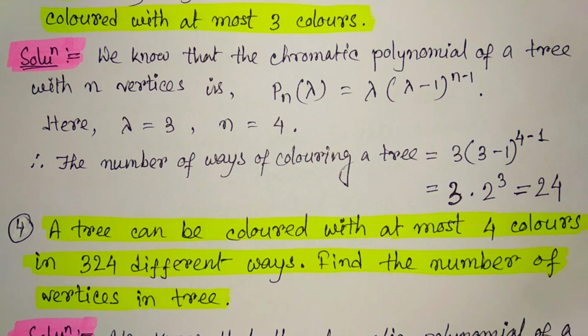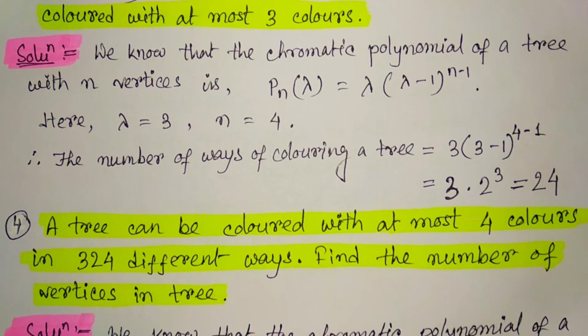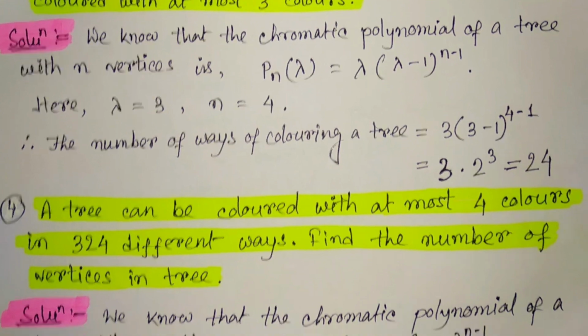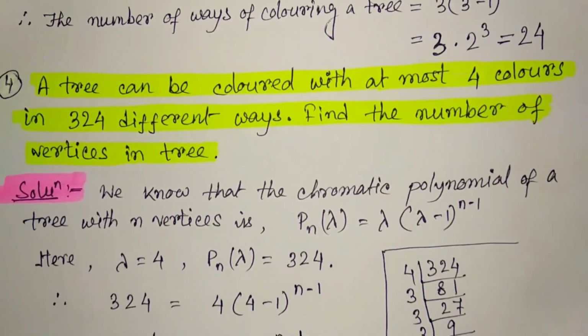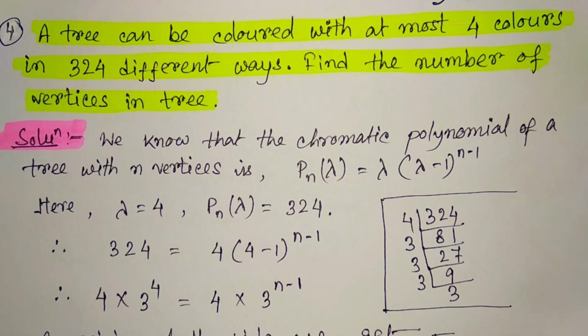So I hope it is super easy. Next one, a tree can be colored with at most 4 colors in 324 different ways. Find the number of vertices in the tree. Now it is given how many colors are there and how many total different ways there are by which we can color the tree. This time we are supposed to find out the number of vertices in the tree.